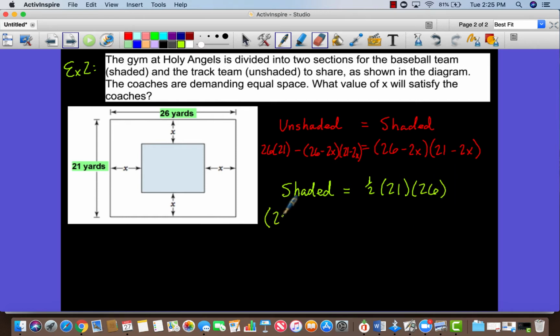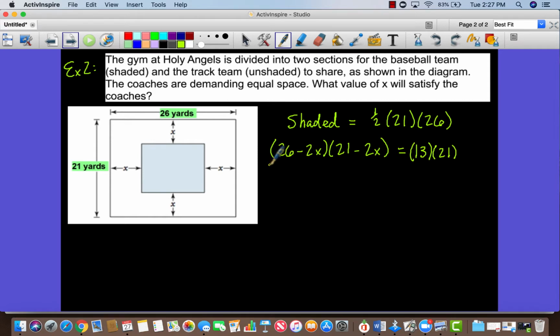Again, our shaded area is the same expression, so 26 minus 2x times 21 minus 2x just needs to equal half of 21 times 26, which would be the same as 13 times 21, with 13 coming from 1/2 times 26. And this one here in bright green looks a lot easier to solve than the red one. So let's take a look at that.